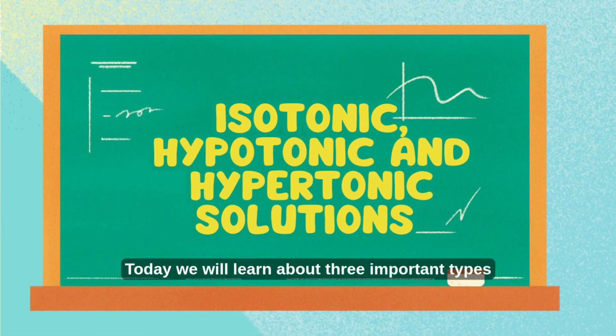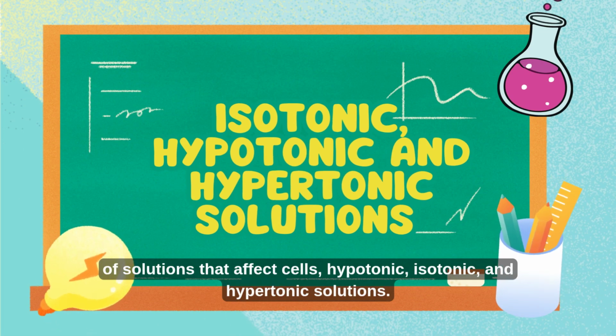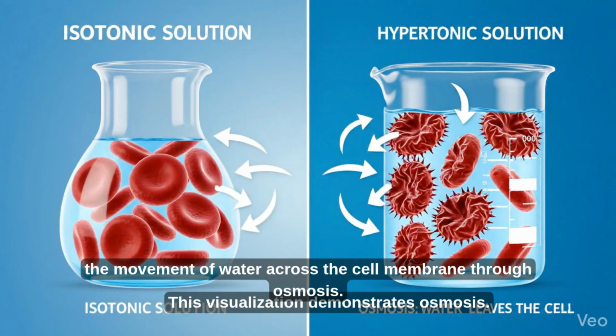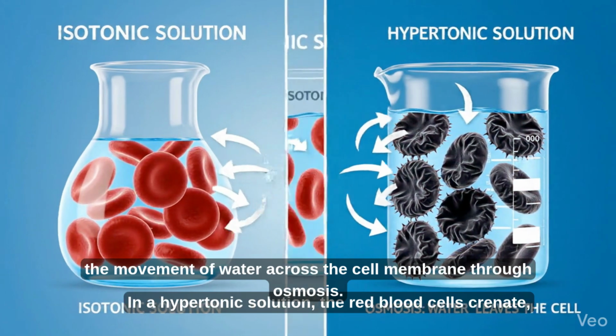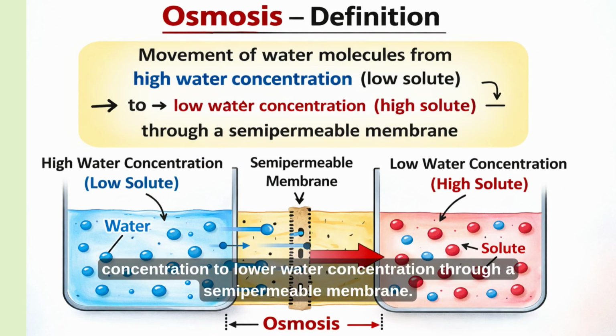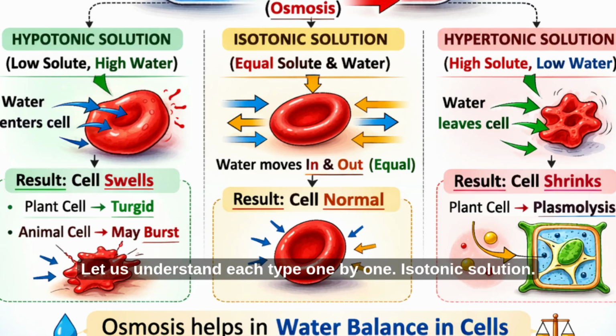Today we will learn about three important types of solutions that affect cells: hypotonic, isotonic, and hypertonic solutions. These solutions describe the movement of water across the cell membrane through osmosis. Osmosis is the movement of water from an area of higher water concentration to lower water concentration through a semipermeable membrane. Let us understand each type one by one.